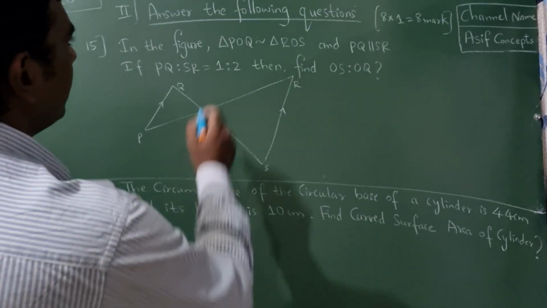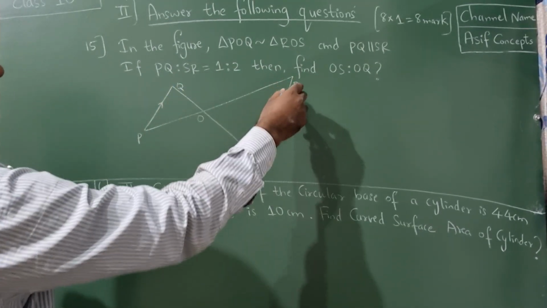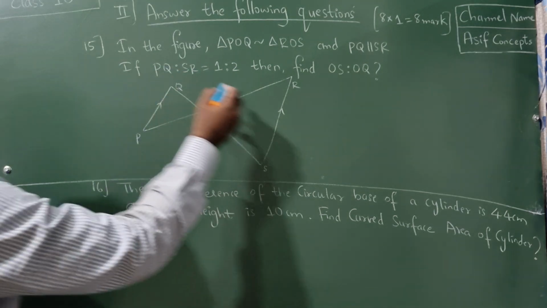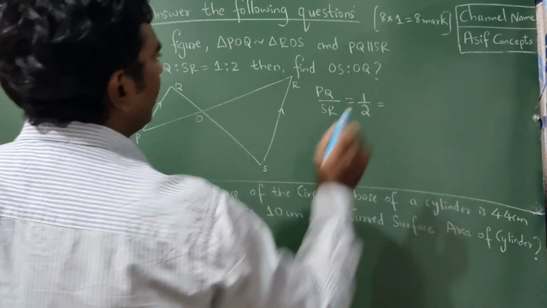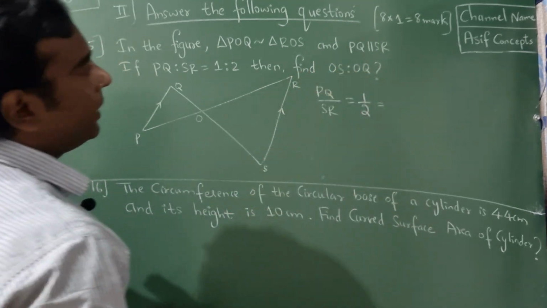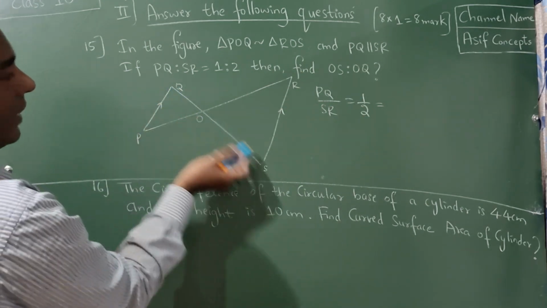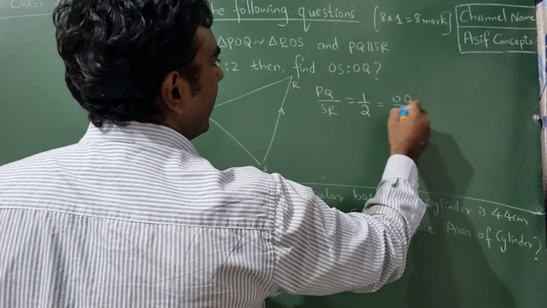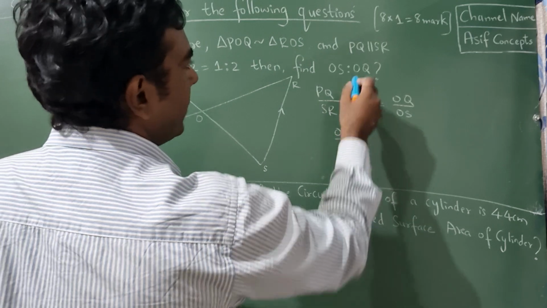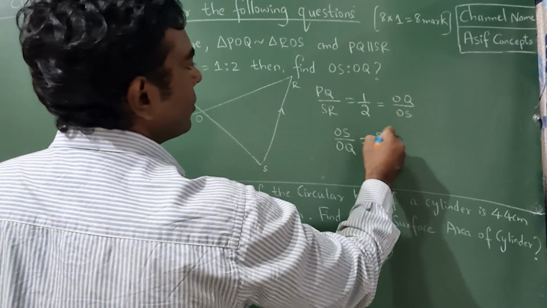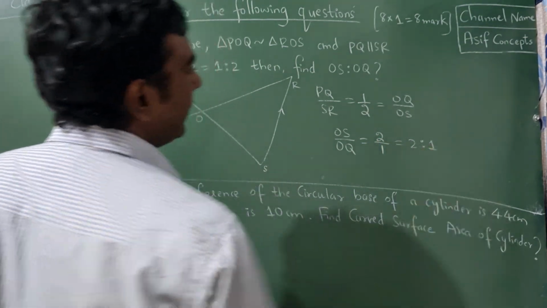Now 15th question says triangle POQ is similar to triangle ROS and PQ is parallel to SR. If PQ divided by SR is equal to 1 by 2, we need to find OS divided by OQ. Now PQ divided by SR is 1 by 2, so I can write OQ divided by OS is also 1 by 2, but they are asking OS by OQ. So reverse this. So the ratio will be 2:1. So you can write it as 2:1.